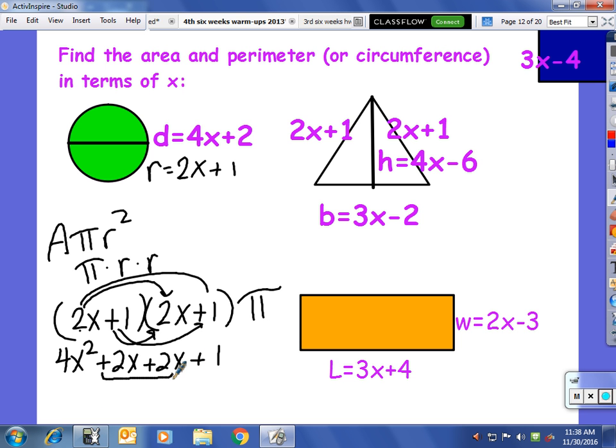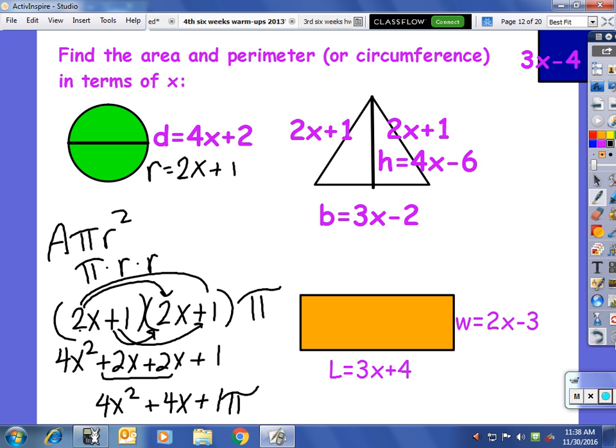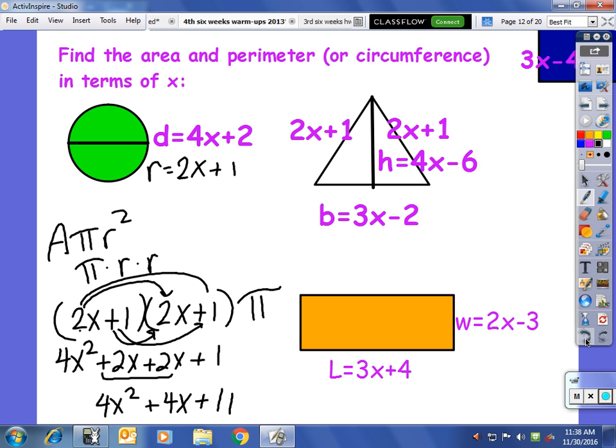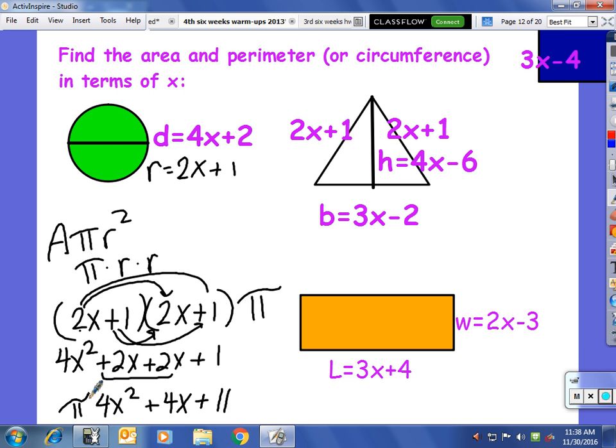And then the 2 in the middle are like terms, so that's going to be 4x squared plus 4x plus 1. Now, one extra step, we got to make sure we multiply all of that by pi. So please don't just do this. Don't just stick a pi on the end. What's the only thing multiplying by pi? The 1. And if I chose to put the pi in the front, which is fine too, what's the only thing it's going to multiply by if I stick it up here? By the 4.